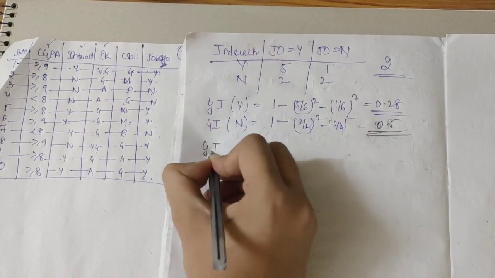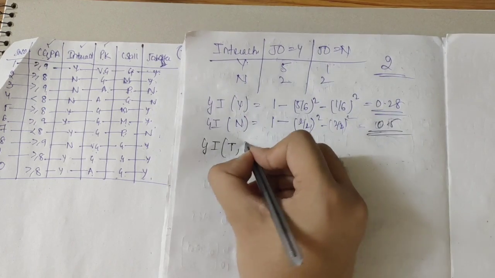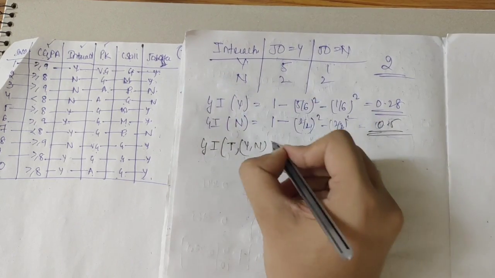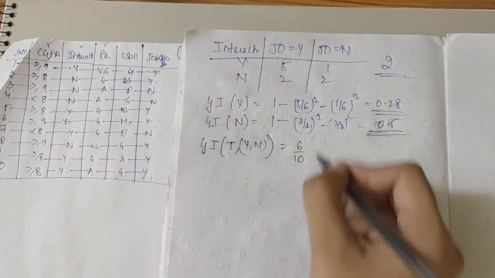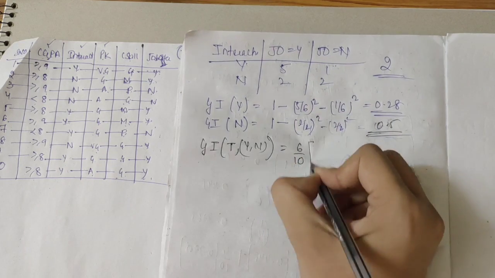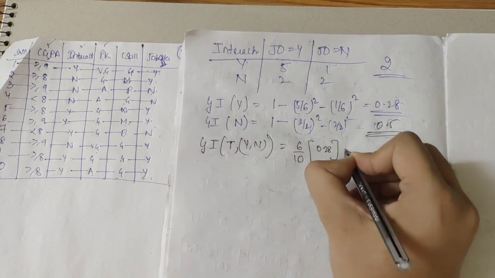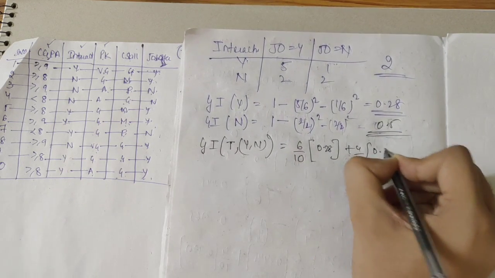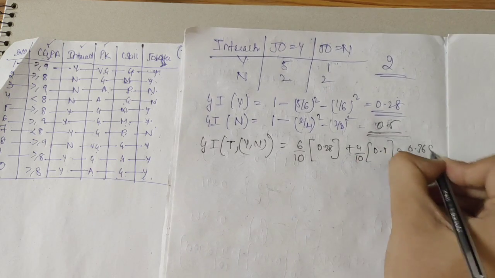Next, I need to calculate Gini index of t, comma, this yes, comma, no, this combination, which would be 6 by 10, because this is 5 plus 1, 6 by 10, into this value, that is 0.28, plus 4 by 10 of 0.5, that is 0.368 I'll get.